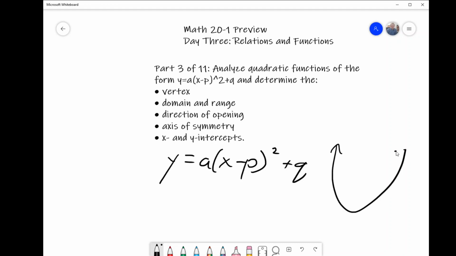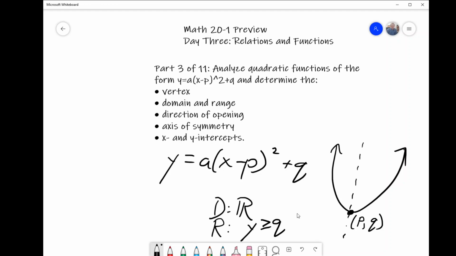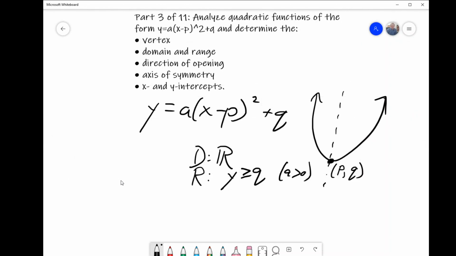That means when you graph your quadratic, this vertex, or the middle of the line of symmetry, is going to have the coordinates (p, q). It's going to have a domain of the entire real axis. It's going to have a range where if a is positive, y is greater than or equal to q. So that is the positive a version. And if a is negative, you're going to have y less than or equal to q, because in that case it's going to be opening down.